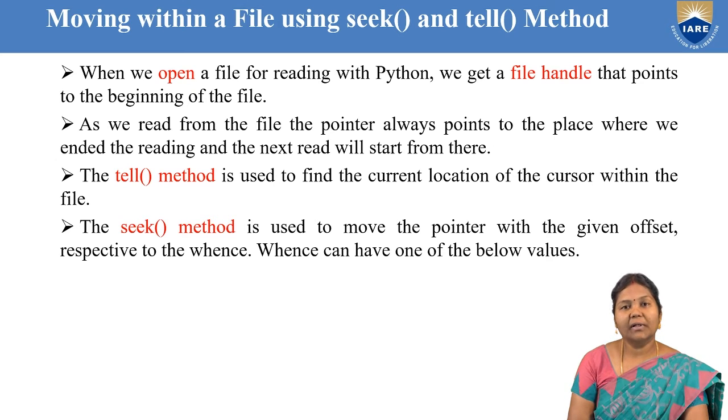So, there are two important functions associated with this task. One is called the seek method, the second one is called the tell method. The tell method always tells the file handle position, or it gives you the current location of the file pointer within the file. Similarly, the seek method is used to move the pointer with the given offset value. Suppose we want to move the file pointer from a specified location forward or backward with a specified number of offset bytes, then we can do this using the seek method.